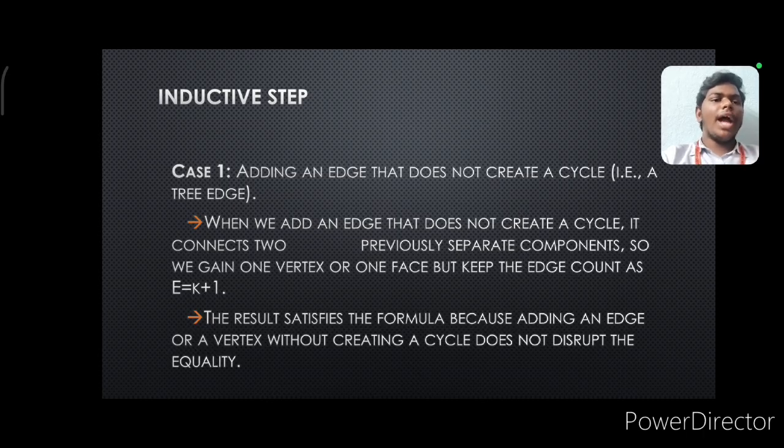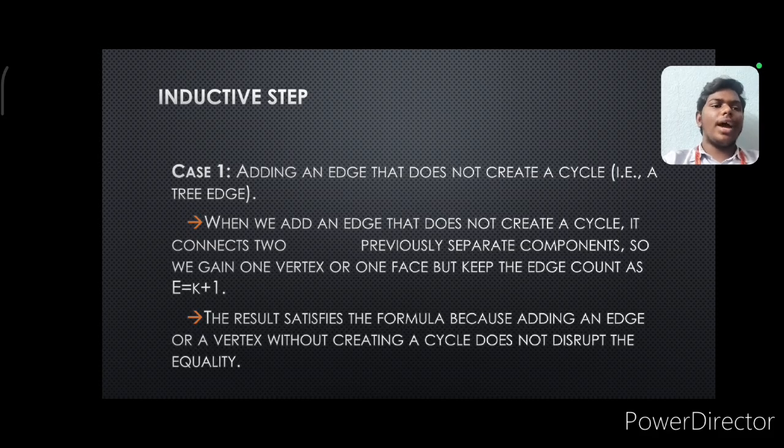When we are adding an edge that does not create a cycle, the cycle means a loop. It connects two previously separate components so that we gain one vertex or one face, but keep the edge count as E equal to k plus 1. The result satisfies the formula.